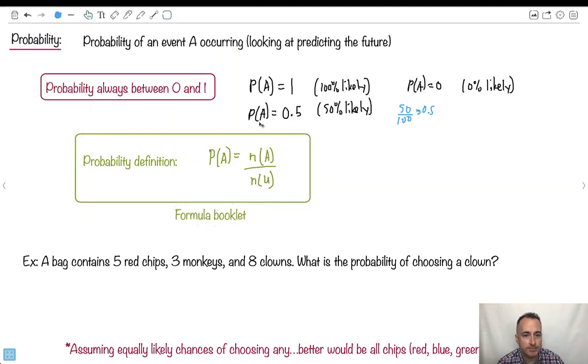So what does this mean? This right here, n, means the number. This is the number of outcomes in A, so the number of different ways that A can occur. Whereas this right here is the total number of outcomes. And remember, if you look at this, why do we say U?